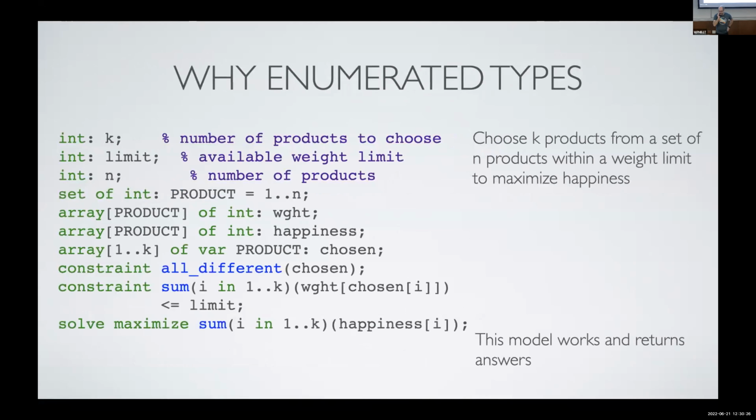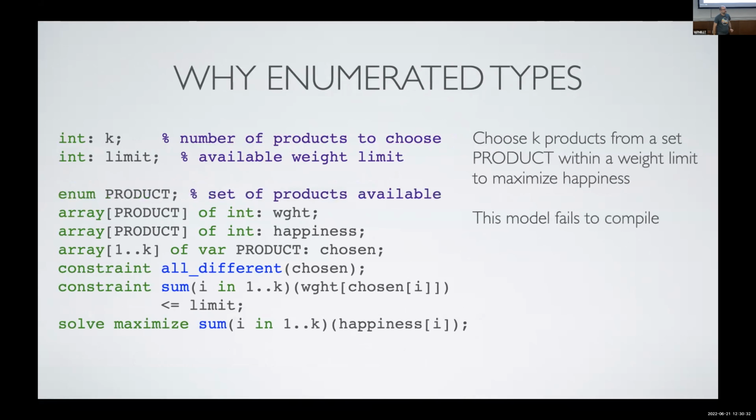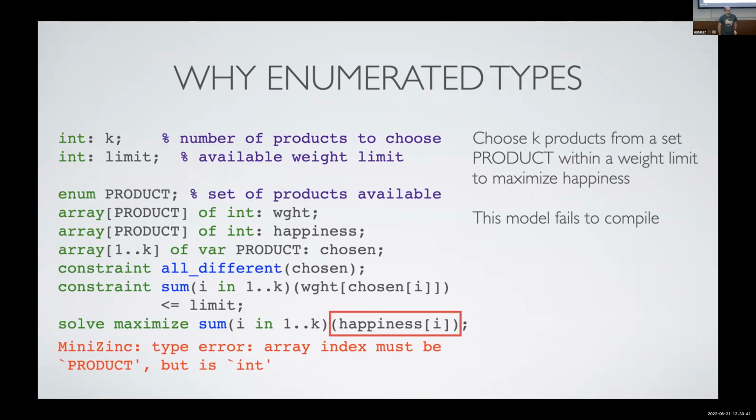Okay, so let's look at the model again. And all I'm going to do is replace that integer n and the set of products with an enumerated type there. All right, that's the only change I'm making. And now suddenly the compiler complains because it says this here is a type error. You're trying to index into the happiness array with an integer, but happiness is indexed by products. So this is a type error.